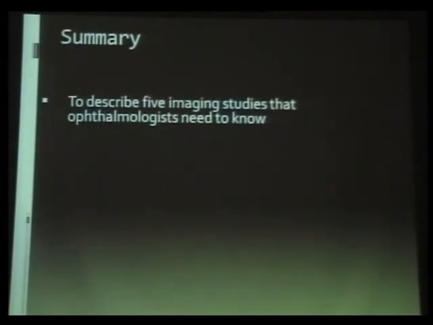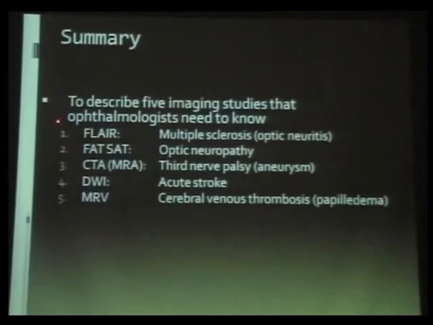So in summary, the 5 imaging studies that you as an ophthalmologist or a neurologist treating ophthalmic patients need to know. You need to know about fluid attenuation, inversion, recovery, FLAIR, and that's for demyelinating monophasic attacks like optic neuritis, INO, and nystagmus, because even one white matter lesion is prognostic for the development of MS at year 15.